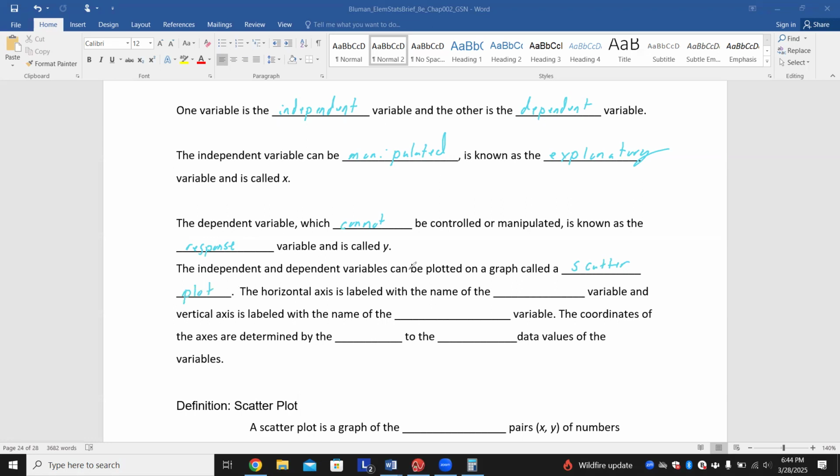Where the horizontal axis is labeled with the name of the independent variable, and the vertical axis is labeled with the name of the dependent variable. The coordinates of the axis are determined by the smallest to the largest data values of the variables. Right? So this might have made common sense already, but we're trying to define all vocabulary words so there is no assuming we are all on the same page now.